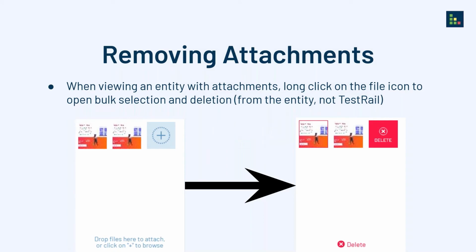So if you are in a test case or other entity that has attachments associated with it, if you long press on any attachment, it will open the option to delete those attachments. This delete option inside the test case will remove them from the test case itself, not from TestRail. All file deletion is done through either the file screen or the media libraries that are available. So here, this is the attachments pane from a test case where we would just select one or more attachments and remove them from the test case itself.